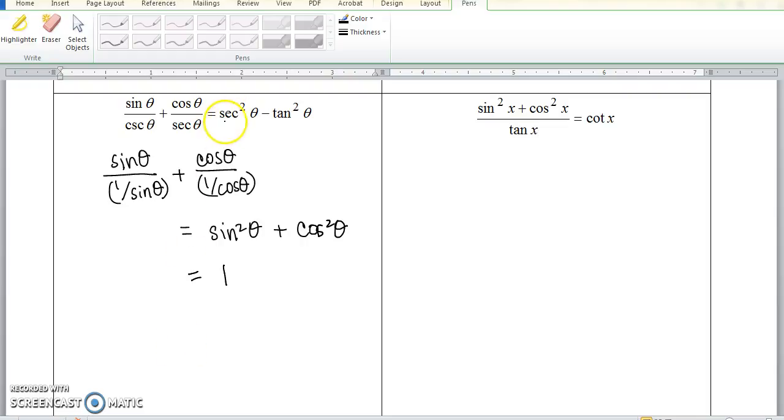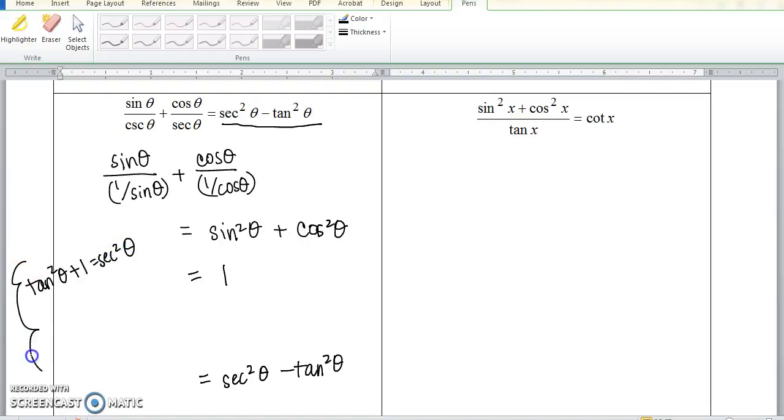And so it might help you to look back up at what we're trying to get to. So if you need to, you can write this down at the bottom, secant squared minus tangent squared, and try to find a way to get back up to 1. Now hopefully you remember there is an identity that involves secant squared and tangent squared, and that is tangent squared theta plus 1 is equal to secant squared.